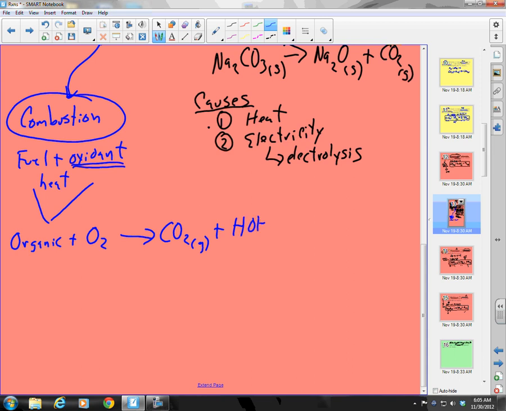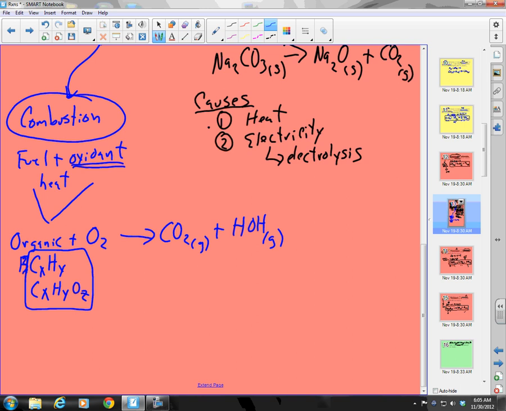Now, sometimes that can be liquid water, sometimes it's water vapor, depending on the temperature. We're going to assume that it makes water vapor. Most of the time, our organics are going to take the form of either C something, H something, or C something, H something, O something. Those are what we look for in organics. So when you see a hydrocarbon, we're thinking combustion.